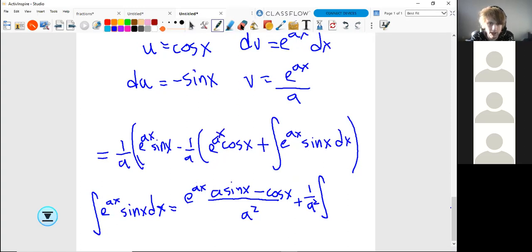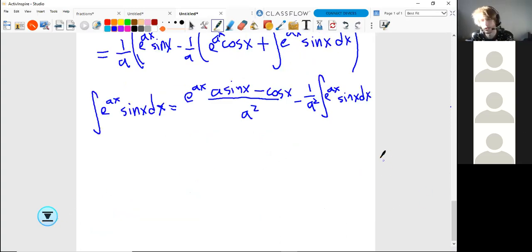Yep. And we distributed a minus sign, so that should be a minus sign. The integral of e to the ax sine of x dx. So now, even though we don't know what our integral is, we have obtained a scaled version of it on the other side. So we just add it to both sides.